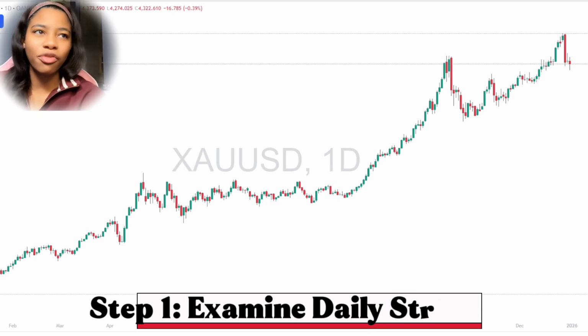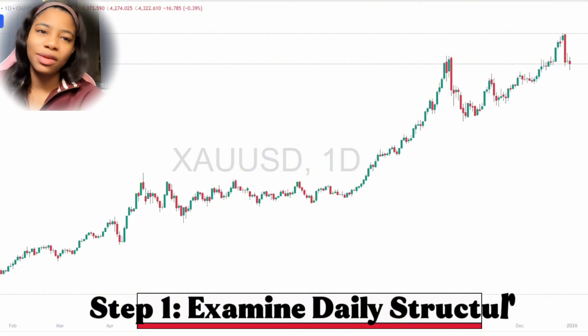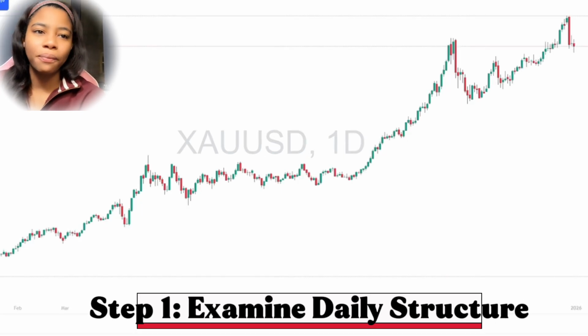If we're in an uptrend, you're looking for buying opportunities. If we're in a downtrend, you're looking for what? Selling opportunities. All right. Literally, that's all you're doing.